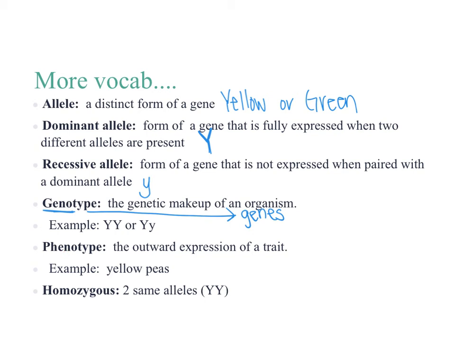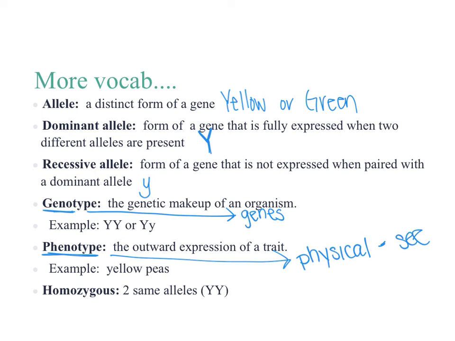Next is the phenotype. The phenotype is the outward expression of the trait, and I remember this by the physical trait. So I remember phenotype, physical, so what you see. Okay. So if we go back to this example, our 2 genotypes could be YY or capital Y, lowercase y. Because they have the capital or the dominant, they're going to be yellow. Okay. So the genotype is the genes. The phenotype is what you see. So I would see yellow peas.